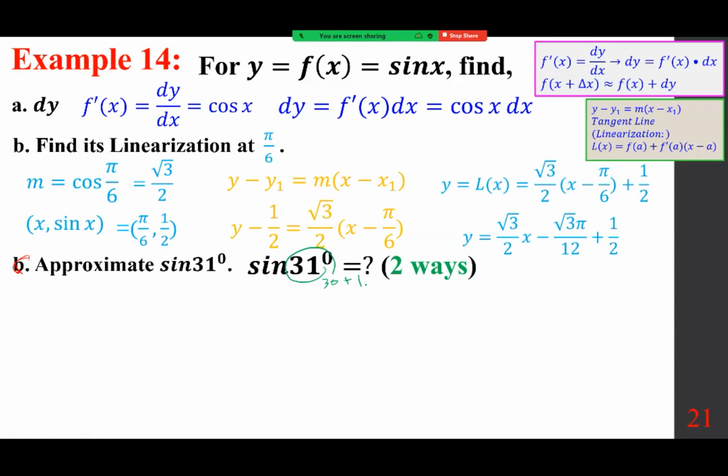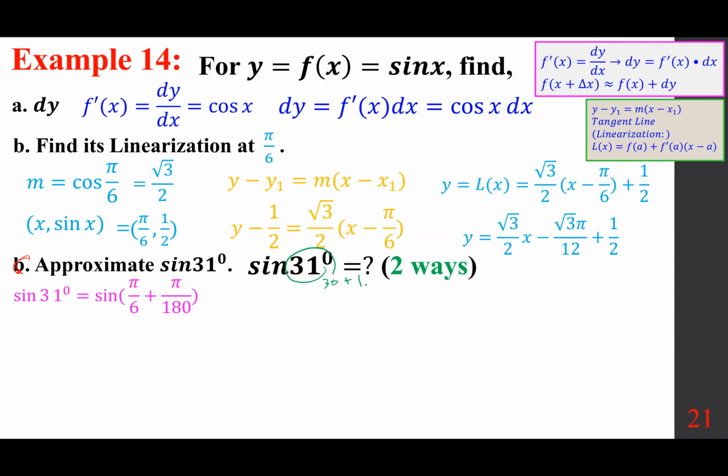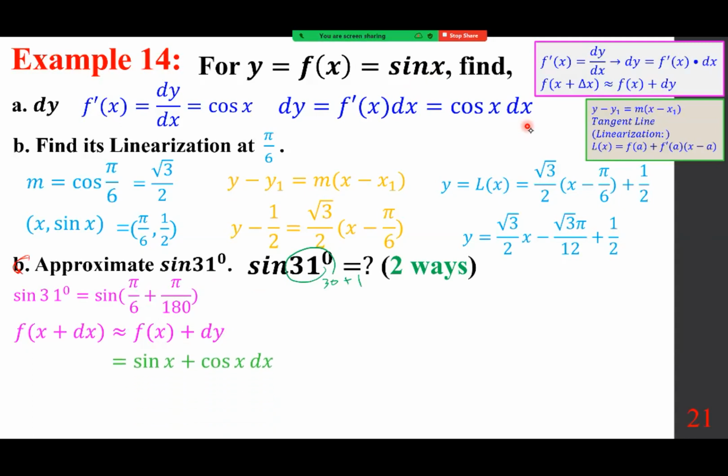Which means pi over 6 plus pi over 180. 1 degree is pi over 180. And the reason we do that is we have to go with radians in calculus. So f of x plus dx is f of x plus dy. And f of x is sine x. dy is cosine x dx. So x is pi over 6 and dx is pi over 180. Very straightforward, everybody. Again, you have to go with radians.